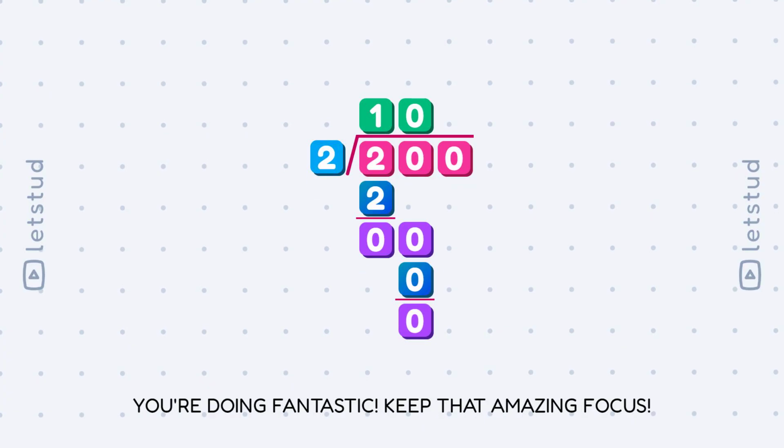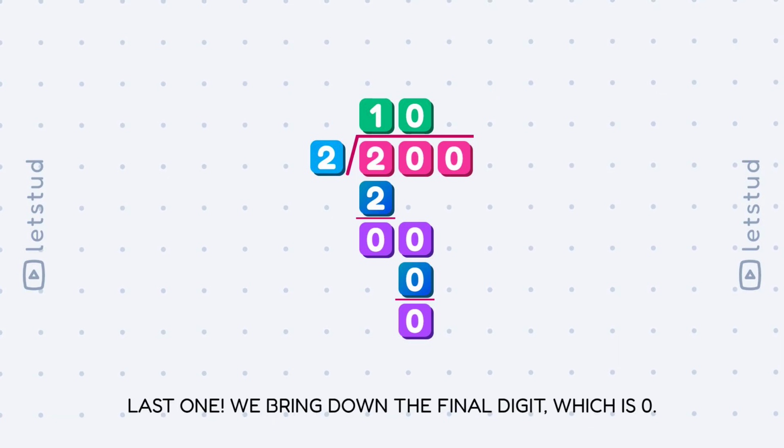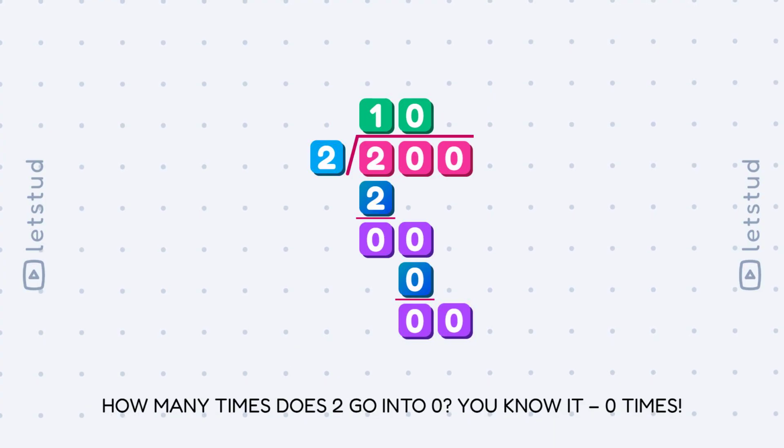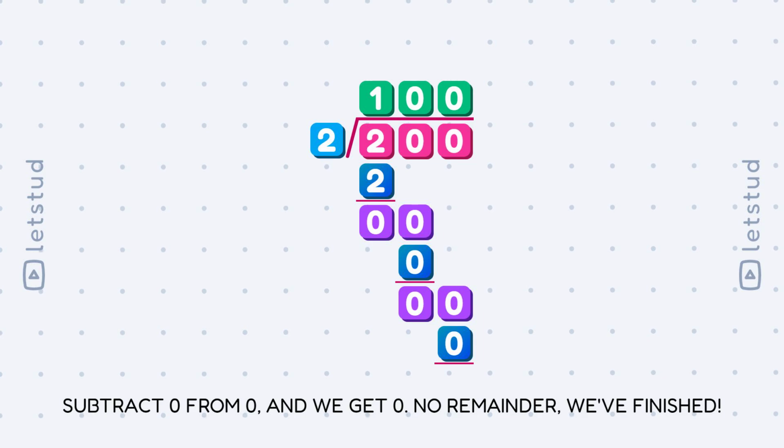Keep that amazing focus. Let's grab the last digit. Last one, we bring down the final digit, which is 0. We're working with 0 again. This is the last digit we need. How many times does 2 go into 0? You know it, 0 times. Time to multiply. 0 times 2 is 0. We're almost done. Subtract 0 from 0 and we get 0.